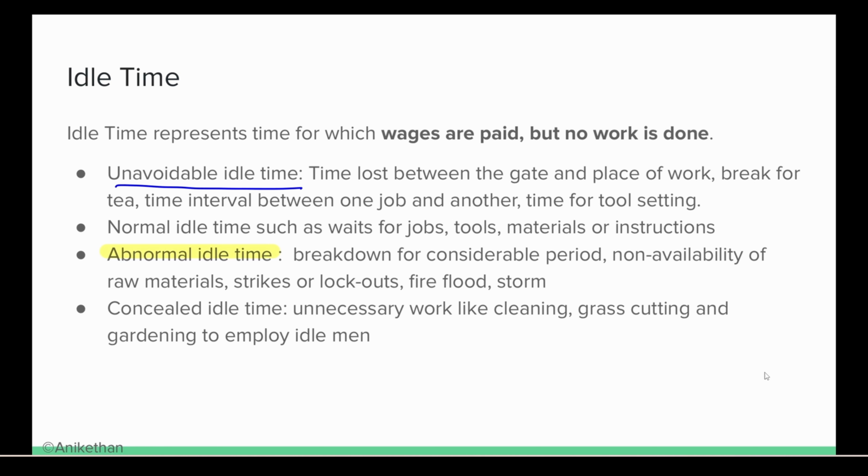How to treat normal and abnormal idle time? Very easy. Abnormal idle time is charged to your costing P&L, and normal idle time is charged to your direct labor. We saw in the previous example, 400 hours was deducted from 2,400 hours. This resulted in a higher cost per hour. This is called the inflated rate.